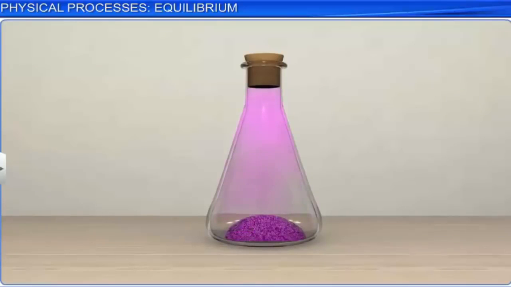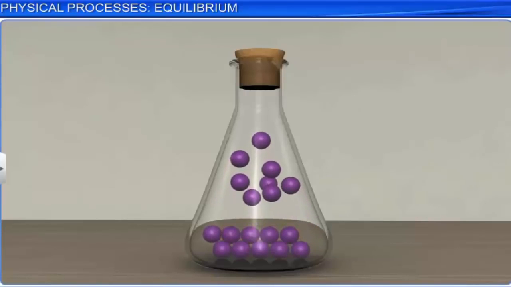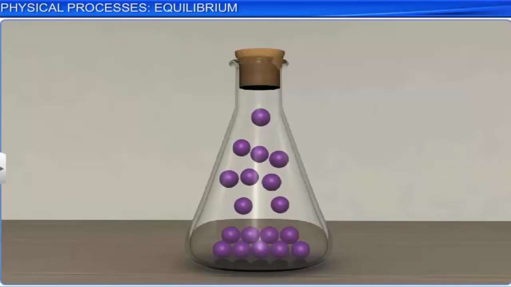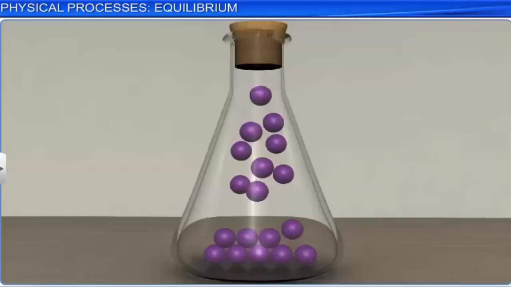Have you observed that the intensity of the color has become constant? At this stage, we can say that an equilibrium state has been attained for the system. At equilibrium, the solid iodine sublimes to give iodine vapor, and the iodine vapor condenses to give solid iodine. The equilibrium can be represented as I2 solid in equilibrium with I2 vapor.